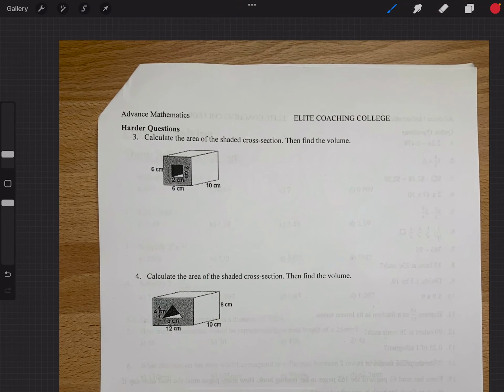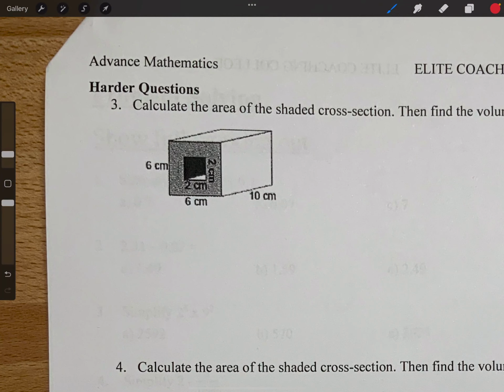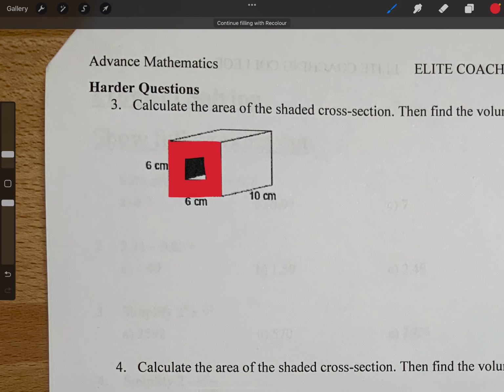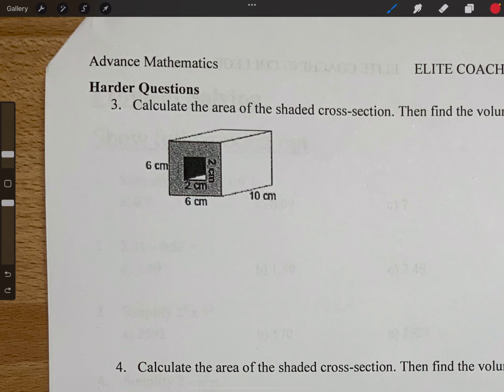Right, now it says harder questions. Calculate the area of the shaded cross section, then find the volume. All right, again, we need to find the area of the shaded bit. So that means you've got to find the area of this piece. Okay, now to do that, let's look at the area flat on. Let's see what we get.